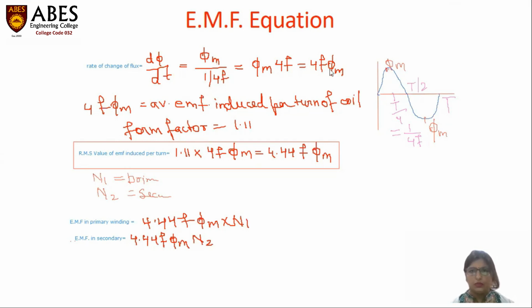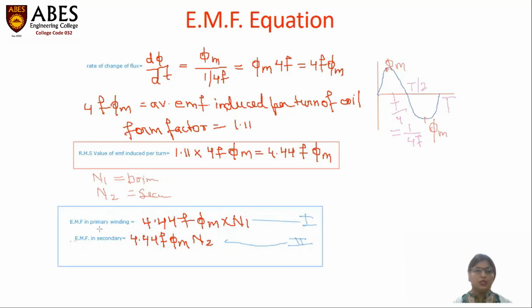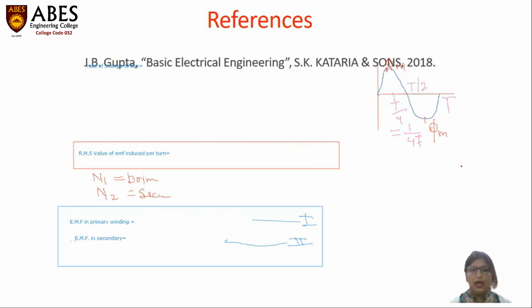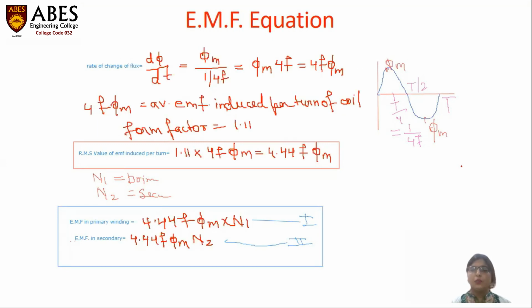Suppose this is the first equation and this is the second equation, right? So these are the equations of EMF induced in the primary winding of the transformer and the secondary winding of the transformer. So in this lecture, we discussed the basic working principle of the transformer and the EMF equation of the transformer.